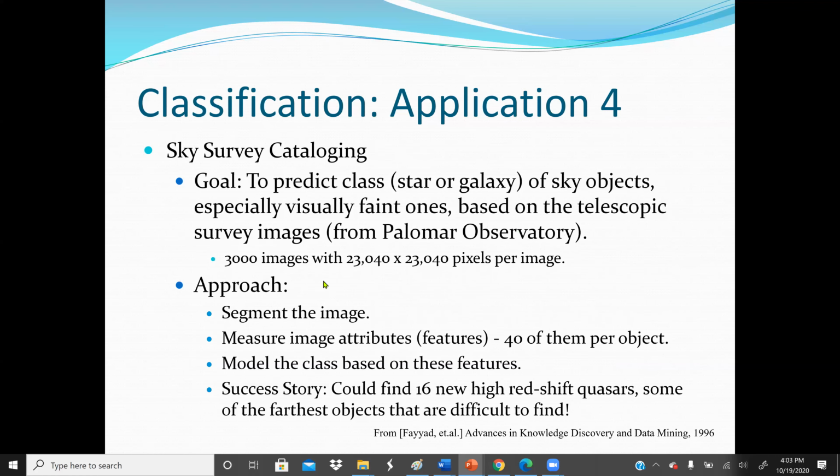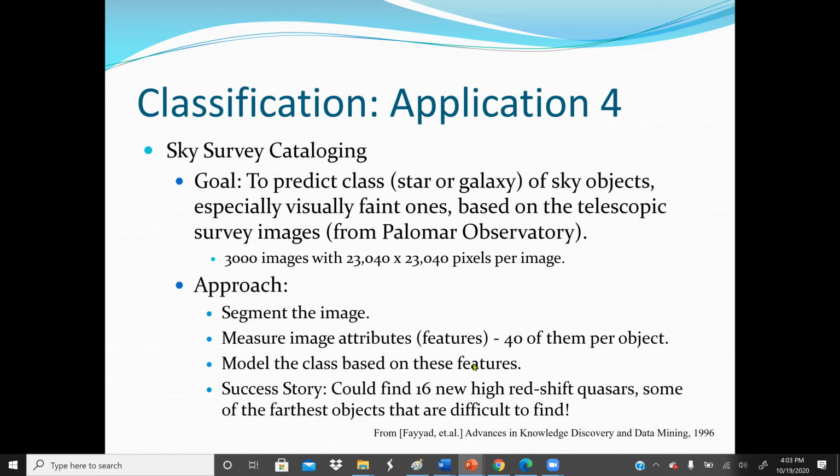So the approach of this survey catalog is that we need to segment the image, because based on the image size, we may know whether the image is a star or galaxy. So we have to measure the image attributes or features. Here we have 40 of them per object. What we mean is that the features or attributes of the image number 40. Maybe the length, the width, the depth, the size, the weight, and the color if it's possible, because color can make a difference. So the possible features are 40.